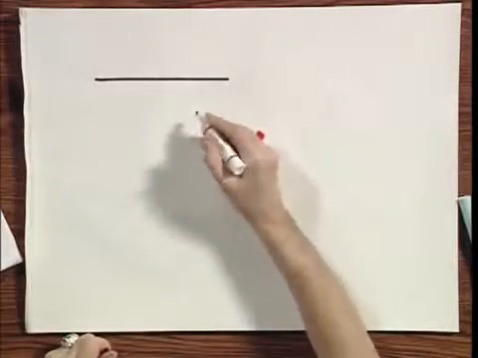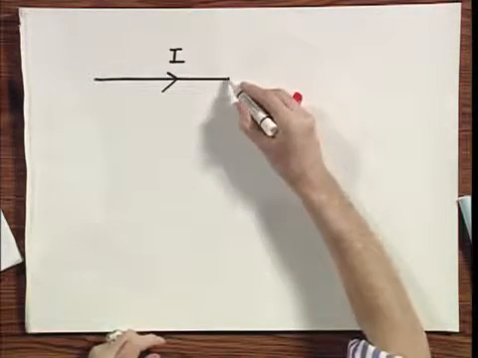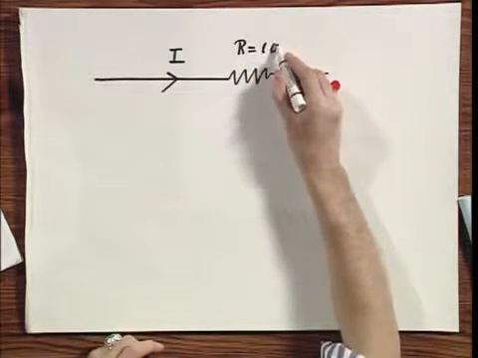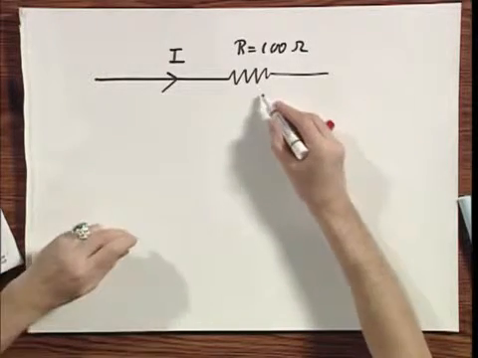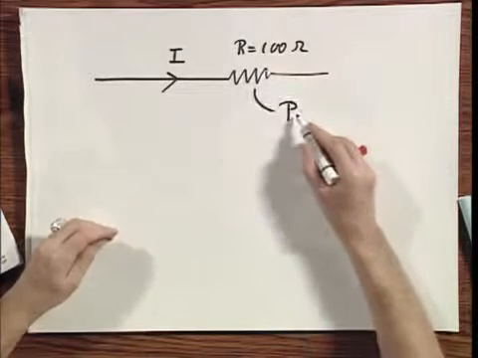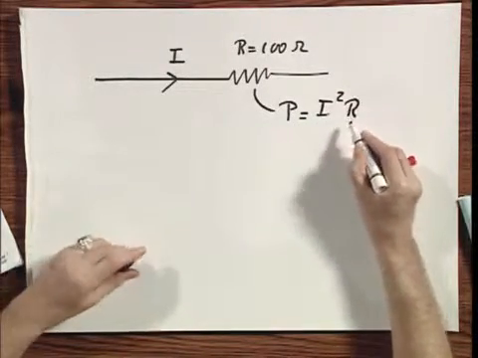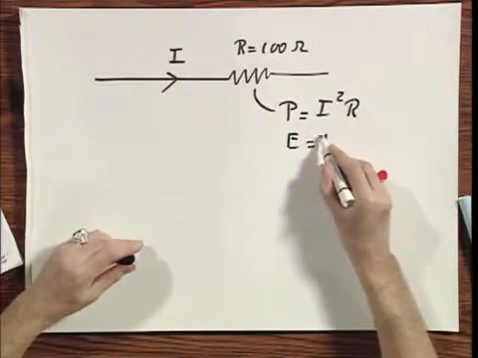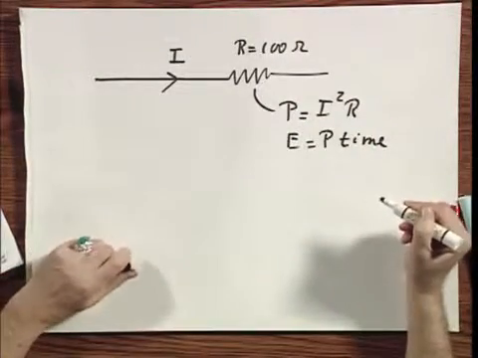If I would here have this silver wire and a certain current I would come in, and I had here a resistor, and say the resistor R was something like 100 ohms, then we both know, or should know, that the power dissipated by this resistor equals I squared R. And the energy dissipated is the power times the time that you let the energy come out every second.